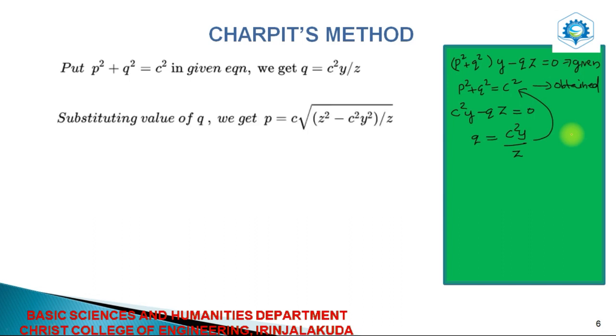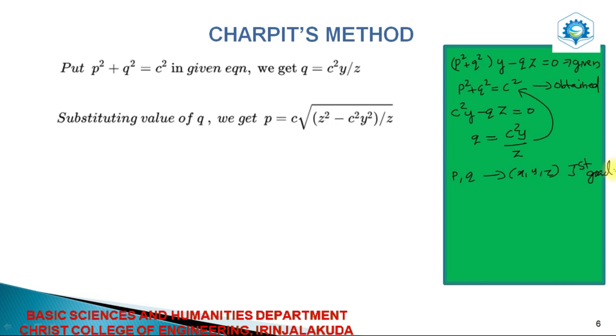We will get our p as c into square root of z square minus c square y square divided by z. Right now we have p and q. We obtained p and q in terms of x, y, z. So that is actually our first main goal, and we obtained our first goal.